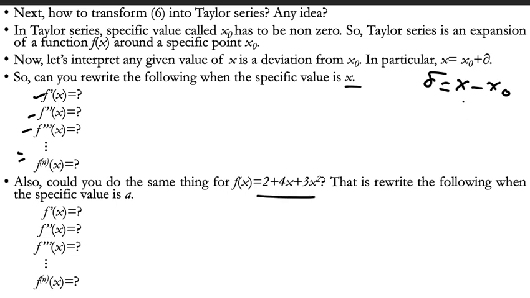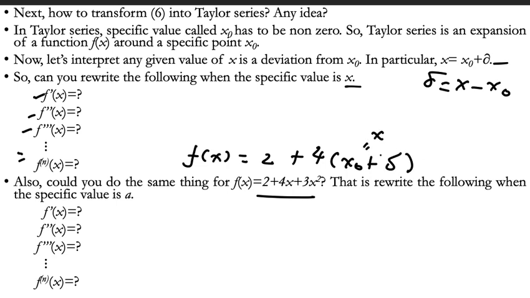Okay, if you try to write it in this form, it becomes what? f(x) equals 2 plus 4(x0 plus delta), isn't it? Because x is now represented by this, and we have some deviation here given by delta, plus 3 multiplied by (x0 plus delta) squared. Okay, so this is for f(x).